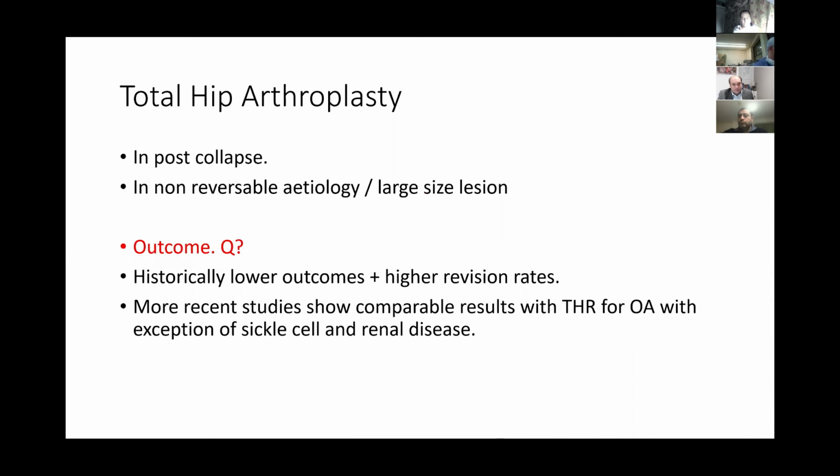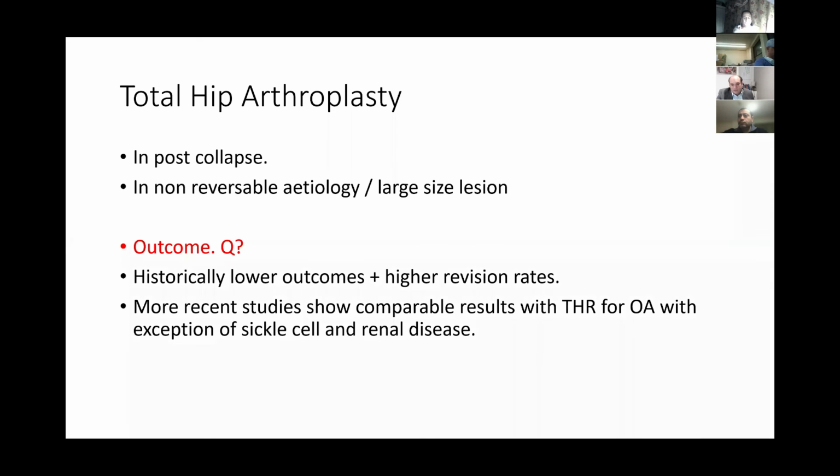Total hip replacement, this is your salvage procedure post-collapse. You could argue that it could be done from the start in cases with non-reversible etiology or a large size region. Historically, and this is where you could fall into this trap, if you've been reading some old literature or studying from some older textbooks, it used to classically say that they have lower outcomes than hip replacement for osteoarthritis. Recent literature has not shown that. If anything, they have shown comparable results with total hip replacement for osteoarthritis.